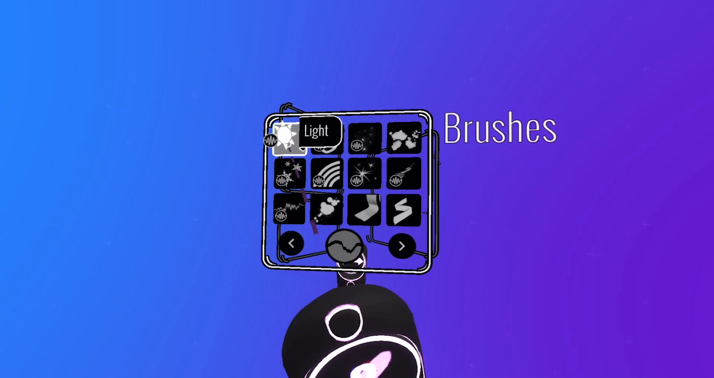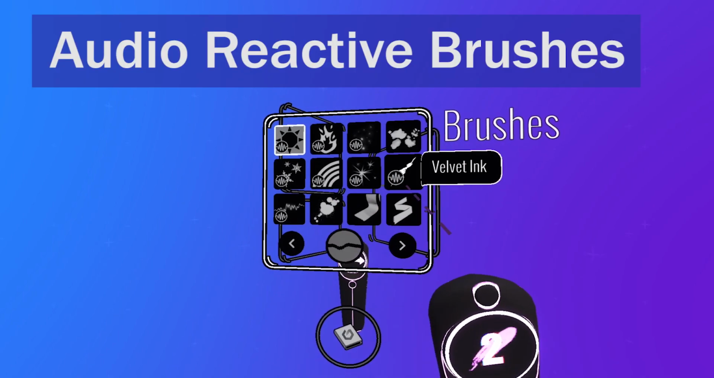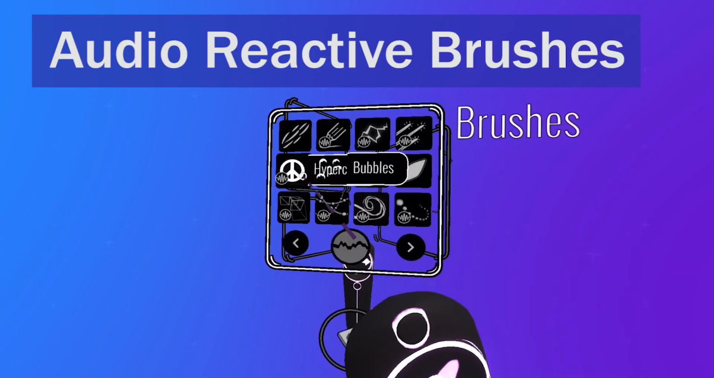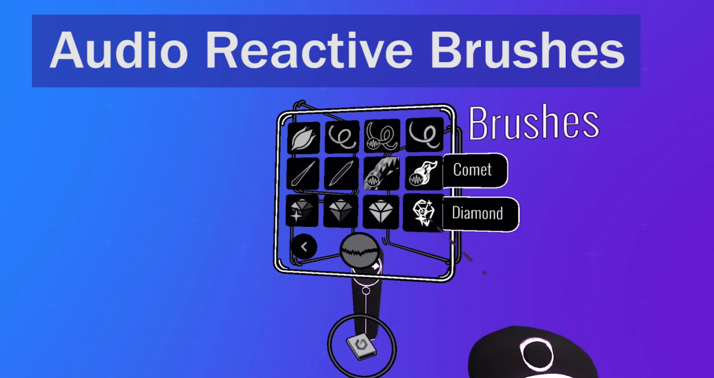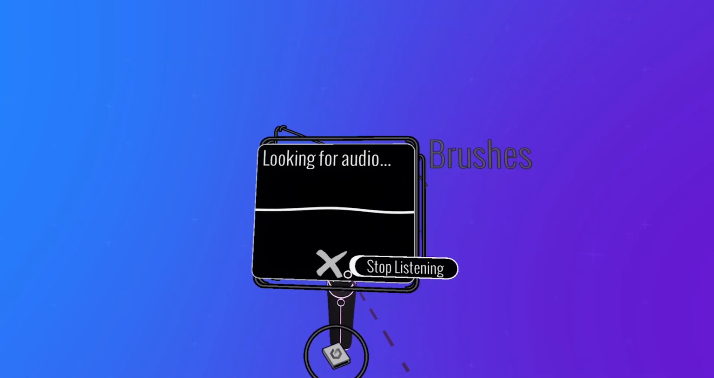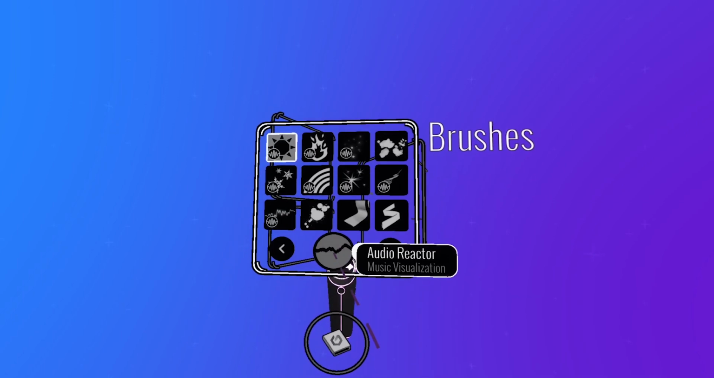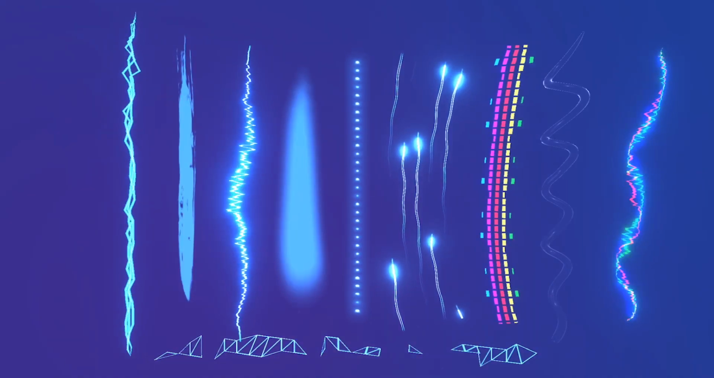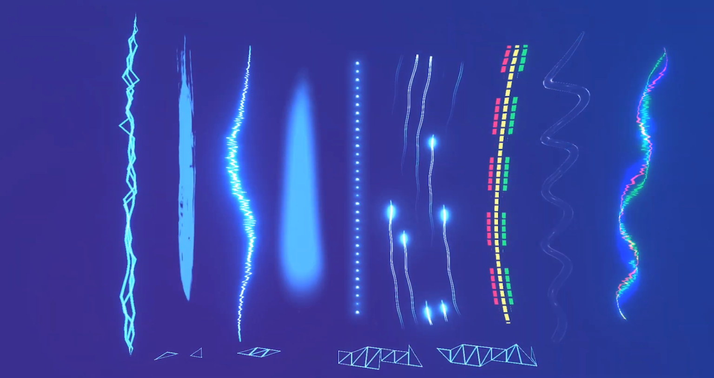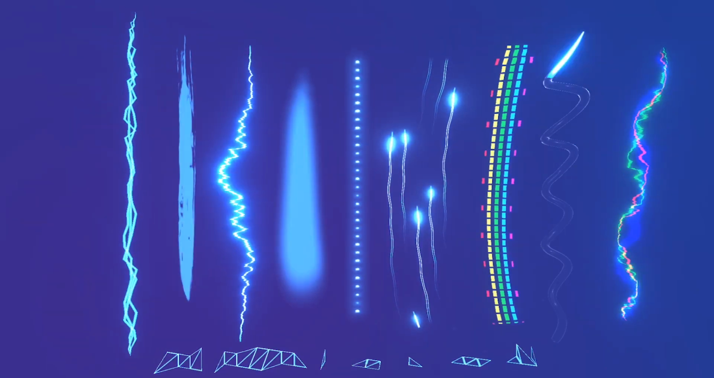There are currently 21 brushes that are audio reactive and display additional animations. Once you have the audio playing on your computer, just click the audio reactor button with the sound wave icon and Tilt Brush will look for your audio. There will be an audio reactor icon next to each brush, indicating that it's an audio reactive brush. When you use these brushes with the audio reactor toggled on, they'll respond to the beat with their own unique animation.